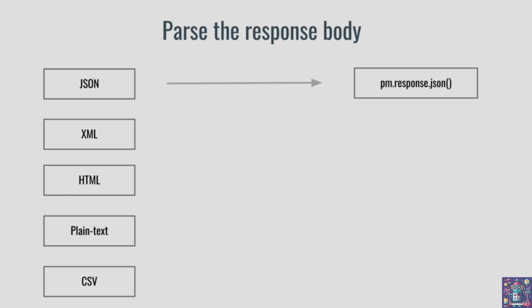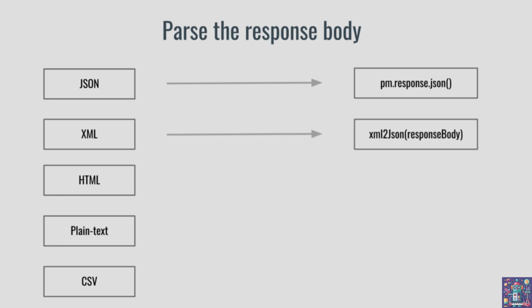Now, also commonly you may encounter XML files. And again, there's a built-in function in Postman which allows you to parse that XML file into a JSON object. This can be accomplished with the xml2Json function. And again, it will give you a JavaScript object with the representation of the XML object, but in JSON. And again, it will be pretty easy to do assertions.